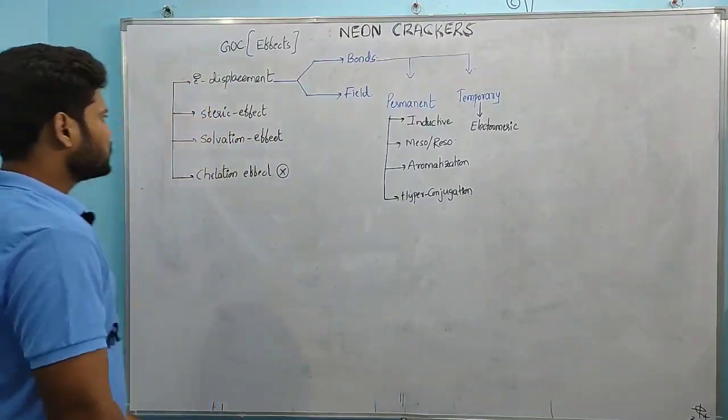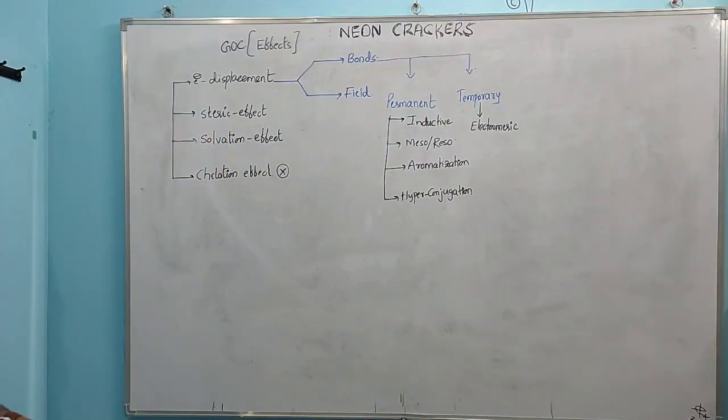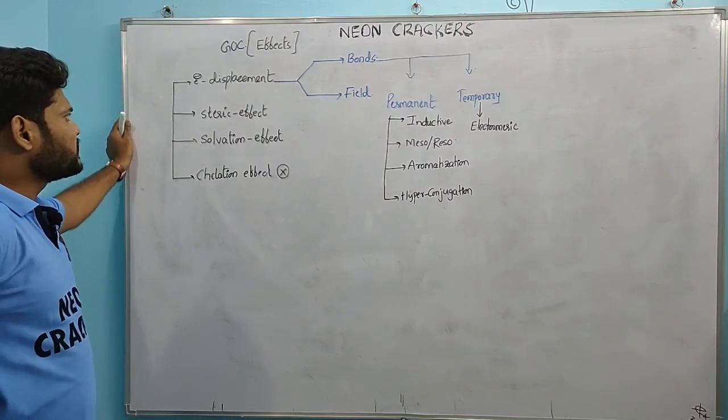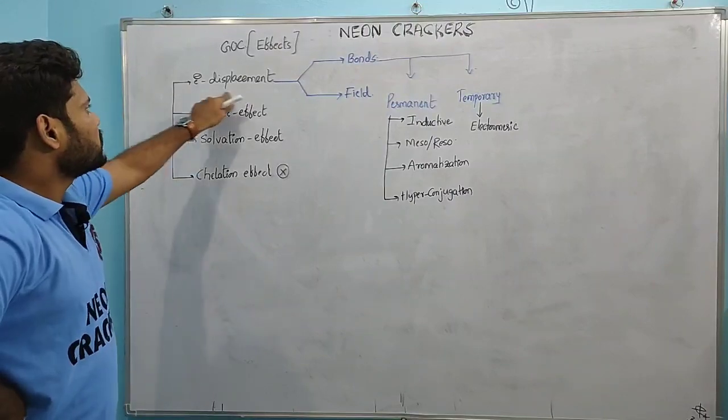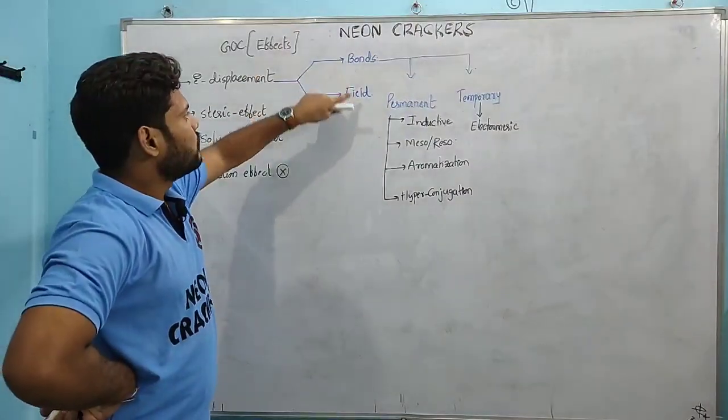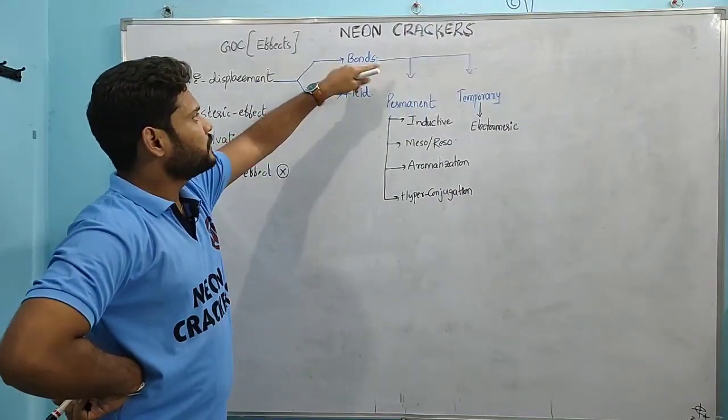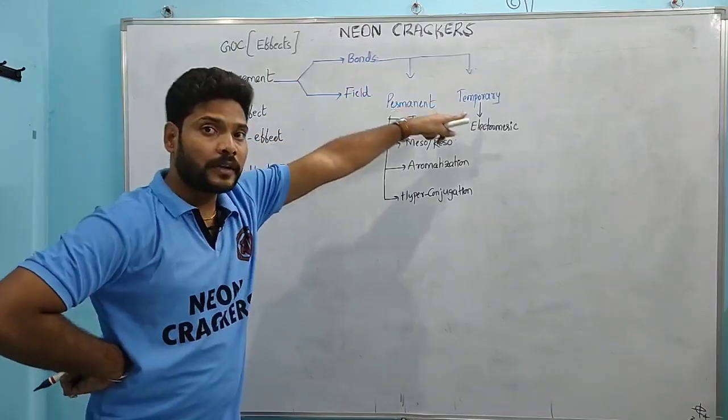Look at the board once. The first one is electronic displacement. The second is steric effect. The third is solvation effect. The last one, leave it. Electronic displacement begins with bond and field effect. Next, it is divided into two types: permanent effect and temporary effect.